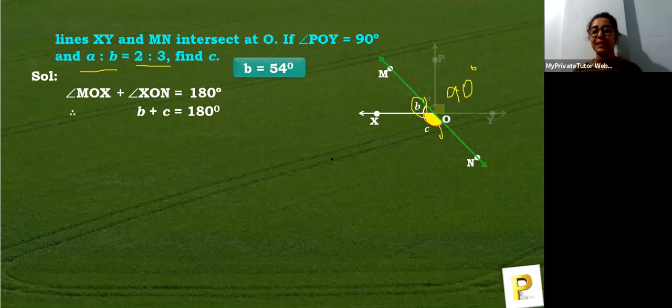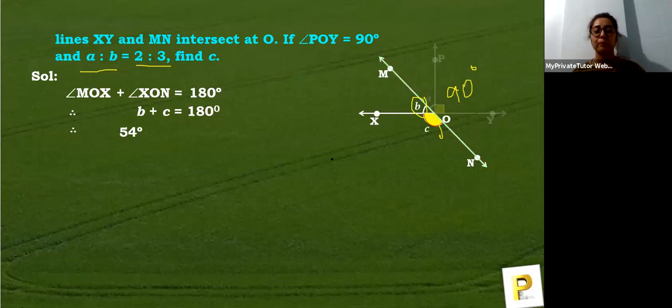Now B plus C is equal to 180 degree because they have mentioned that that part is C and the other part is B. So B plus C is equal to 180 degree. Therefore, what is the value of B that we have? That is 54 degree. So we'll put the value of B as 54 degree. And C will be as it is. So let's find C.